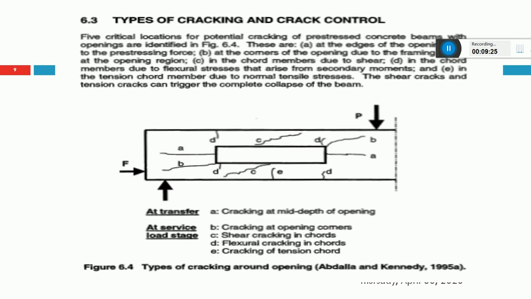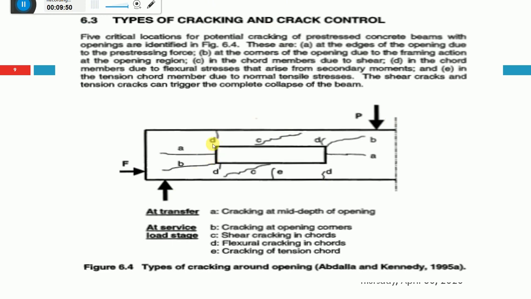So when you provide the pre-stress force in a beam, the pre-stress force also has some effect on cracks, right? So we have to check that crack behavior with respect to the opening, how it behaves. So we can check over here. This crack behavior will be different. You can see here this is the type of cracking around that.